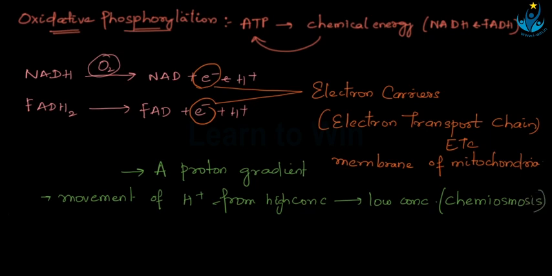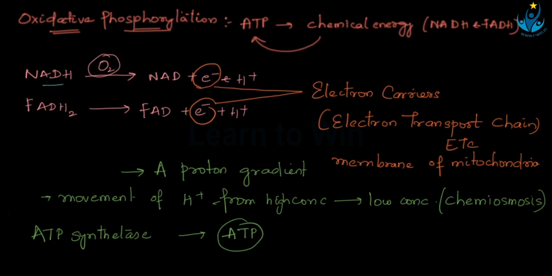When this happens, there is an enzymatic proton channel called ATP synthetase. This movement of protons facilitates ATP synthetase to form ATP. And all of this is happening because these electrons are moving through the electron carriers. So here, what is happening?